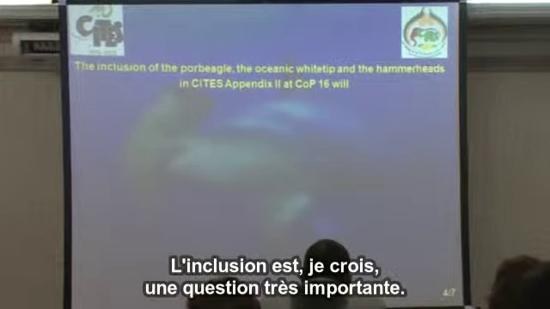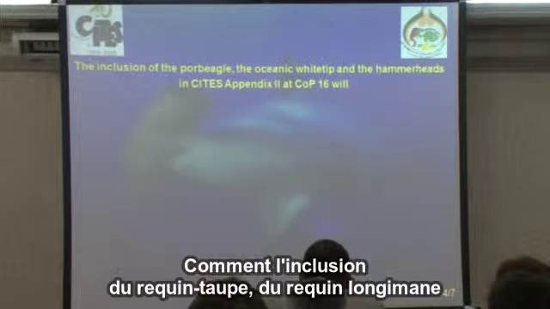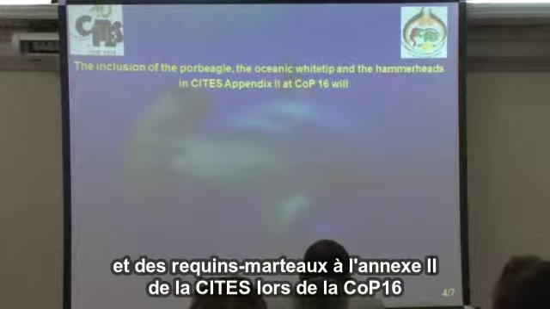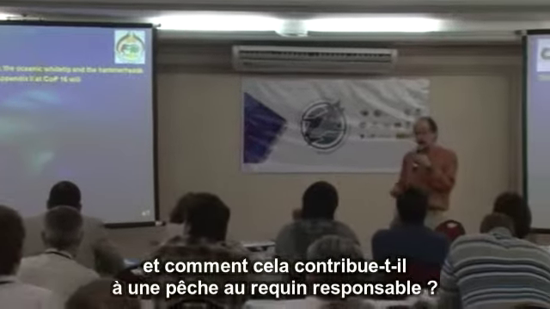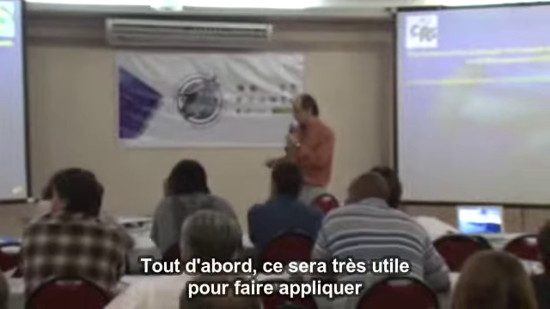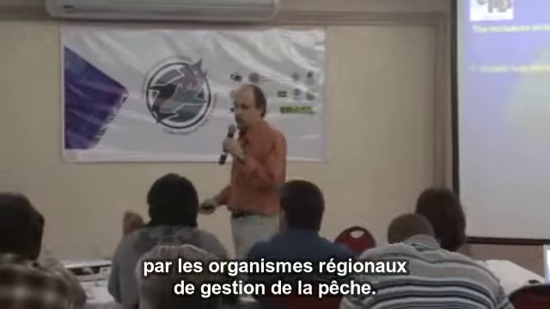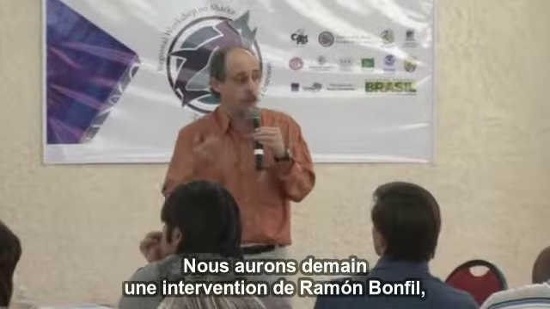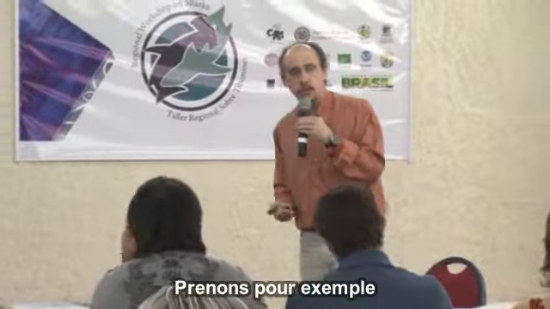The inclusion, and I think this is a very important question, and of course we are here also to answer this question, what the inclusion of the porbeagle, the oceanic white tip, and the hammerheads in CITES Appendix 2 at COP16 will do to help the conservation of shark species, to help the sustainability of shark fisheries. Well, it will, first of all, greatly help the enforcement of measures adopted by regional fisheries management organizations. We will have tomorrow a presentation by Ramon Bonfil describing what measures the different regional fisheries management organizations have adopted. For example, just to pick one species, the oceanic white tip shark.